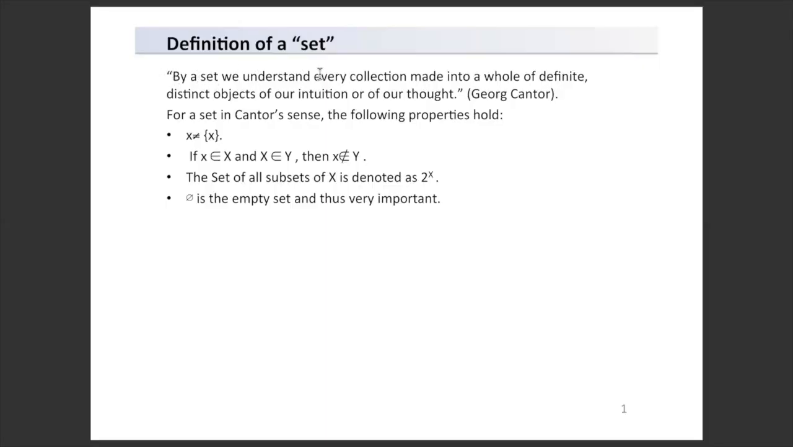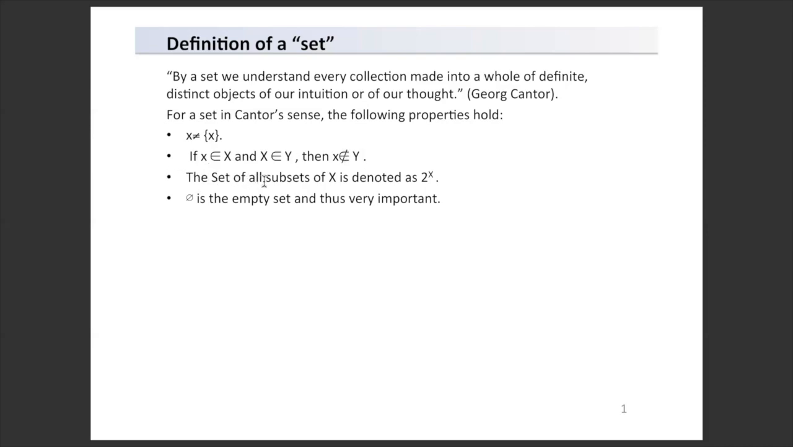By a set, we understand every collection made into a whole of definite, distinct objects of our intuition or of our thought. This definition is by Cantor. For a set in the Cantor sense, the following properties hold. An element x is not the same as the set containing only that element. If x is an element of the set X, and that set X is an element of set Y, then x is not an element of set Y.